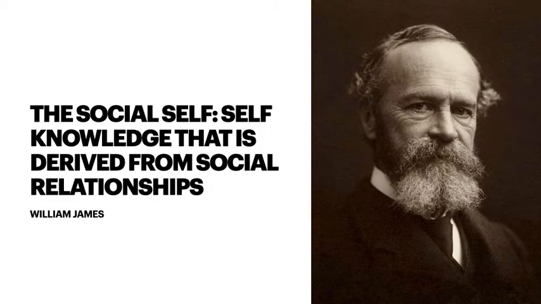The social self was an idea of a man named William James. You may remember talking about William James in Psych 101. He's one of the founding fathers of psychology. He's an American, and he is given credit for writing the first psychology textbook. He and Wilhelm Wundt helped establish psychology as a social science towards the end of the 1800s. He defined the social self as self knowledge that is derived from social relationships. So it's what we know about ourselves, but we learn that through our interactions and our relationships with other people.